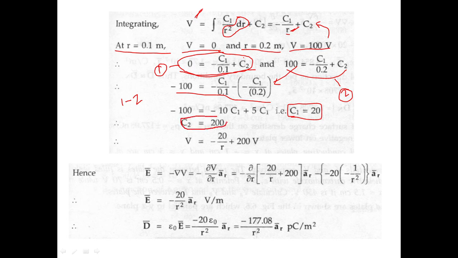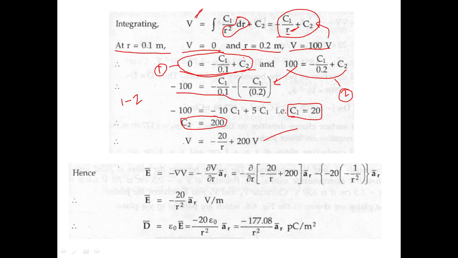So we got C1 and C2. Now I'll substitute C1 and C2 in this equation. So V is equal to minus C1 by R plus C2, which is minus 20 by R plus 200. Now we've got V. So this is one part of the problem.